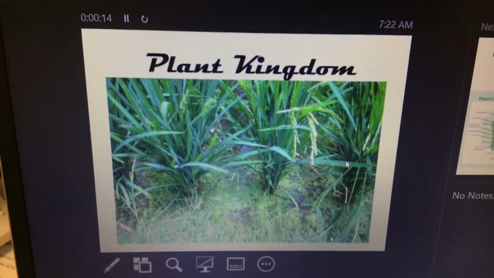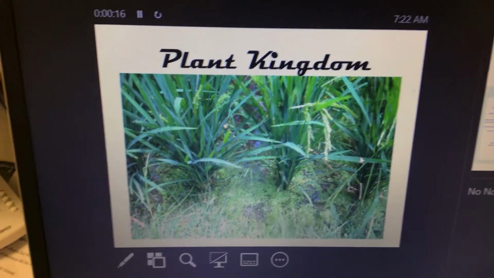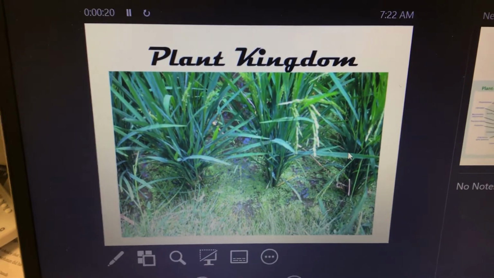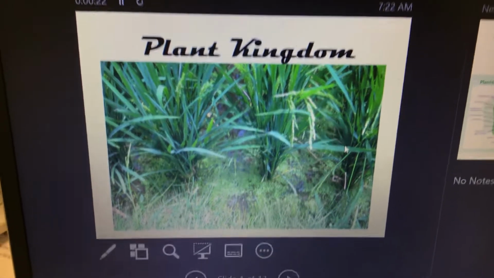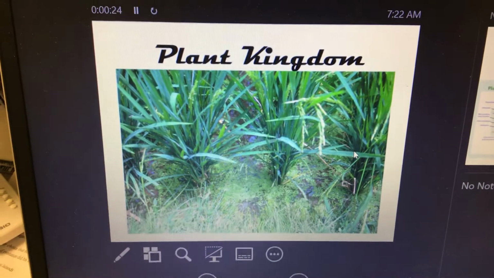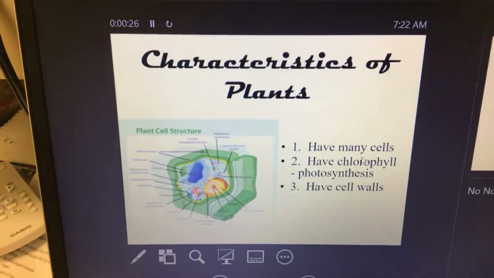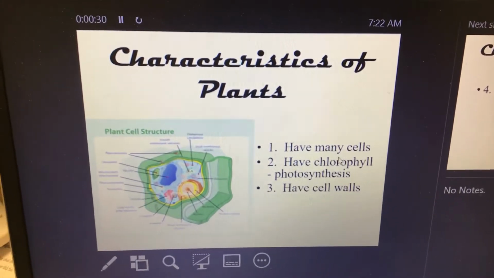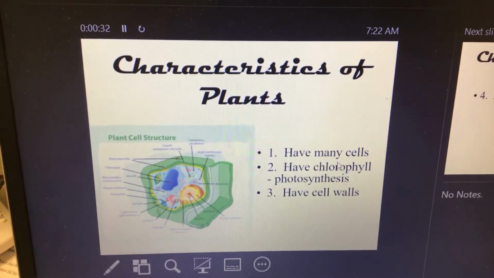Today's notes are going to start with the plant kingdom. So there's your heading for this chapter. Plant kingdom. Characteristics of plants. Go ahead and make this a subheading and list those three things. Characteristics of plants.